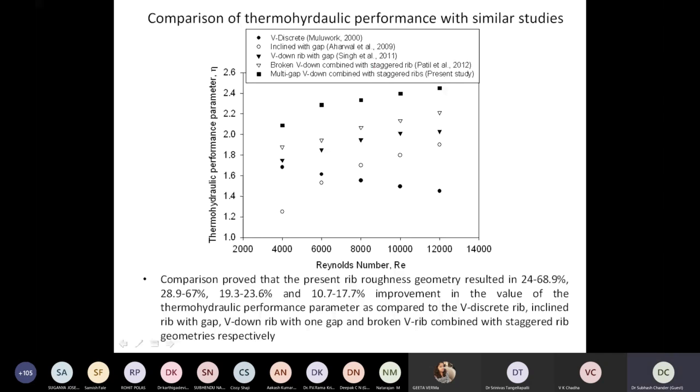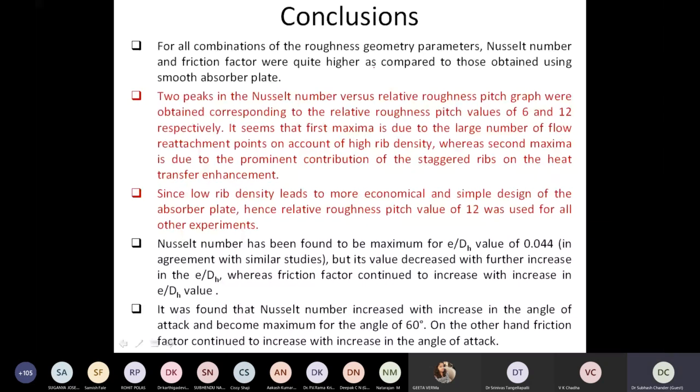all the information. For all combinations of parameters, Nusselt number and friction factor were quite high as compared to those obtained using the smooth absorber plate. It's very obvious also. Two peaks in the Nusselt number versus relative roughness pitch were obtained, corresponding to a relative roughness pitch of 6 and 12. It seems that the first maximum is due to a large number of reattachment points, and the second maximum is because of the staggered rib presence. So rib density leads to more economical design; 12 ribs are good, the best design.